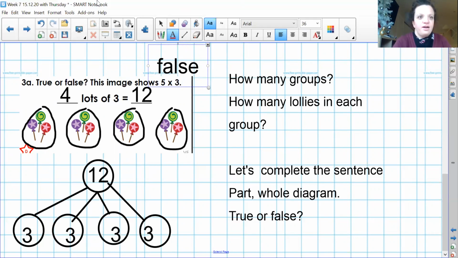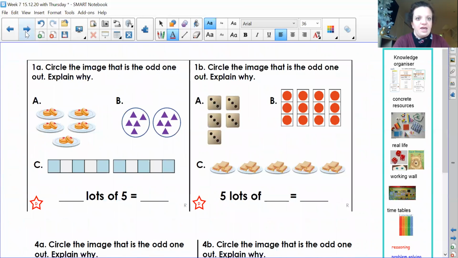Okay, well done. Fantastic. We did all of those questions together. Now, we've got some pictures here, and one of them doesn't belong. One of them isn't the same as the other 2. So you're going to circle the image that is the odd one out, that isn't the same as the others, and then underneath you're going to tell me what the other two pictures show, and you've got to explain why. So there's the first question to do, so pause and have a go at those ones.